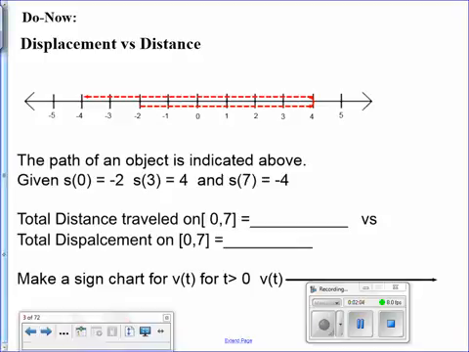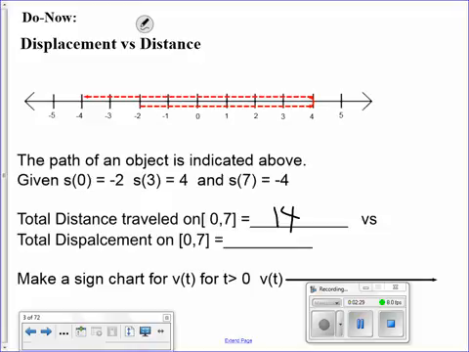Okay, so what's the total distance traveled by this object? I want to give an answer for that. All right, Jillian? 14. Does anyone agree? You do? All right. Then I think it's true. Yeah. Because it's going from -2 to 4, that's 6. And then from 4 to -4, that's 8. And 6 and 8 is 14.